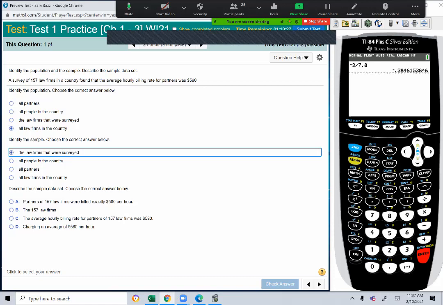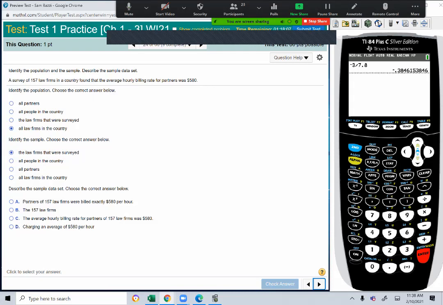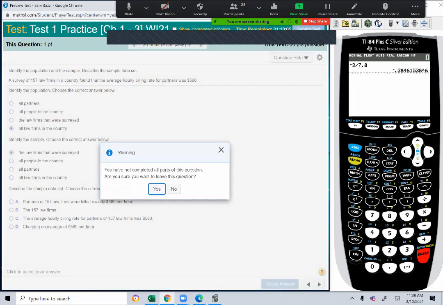Describe the sample data set. It's the average, not the 157 law firms. We're interested in the average hourly billing rate. So the average hourly billing rate for partners of 157 law firms was $580. So if you guys want to be a lawyer, you know how much you'll be making an hour, $580. That's good money.